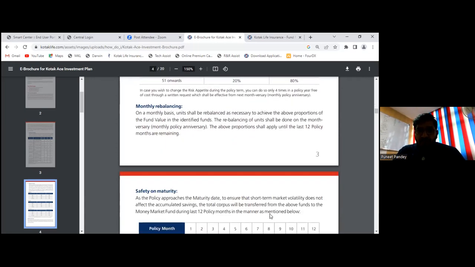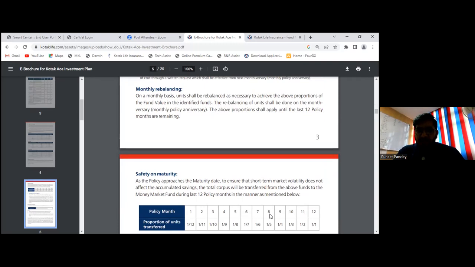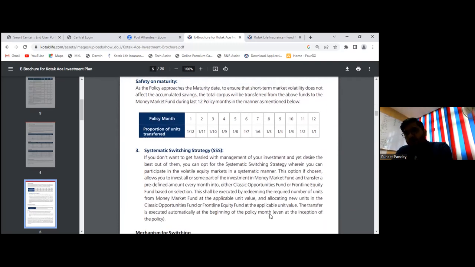Comes to the safety on maturity, it is basically monthly rebalancing kind of thing. It is there. Systematic switching strategy. How is it going to work out? For example, this works like ELSS, equity linked savings schemes, wherein they are taking the money every month, fine, and putting into the equity. So here what the customer has to do is pay the money upfront.